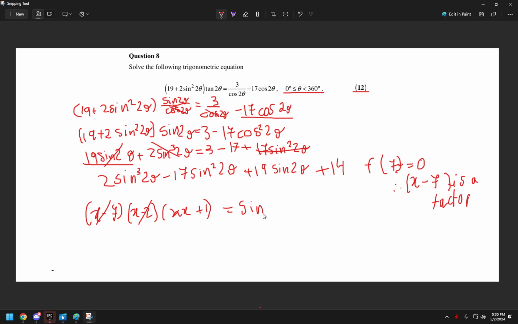sine theta equals negative a half. So you'd put that in your calculator, you would arc sine negative 0.5. Before we do that, we should check the range, because the given range is 0 to 360, right? But we have 2 theta, so it would become 0 to 720, every value within 720.